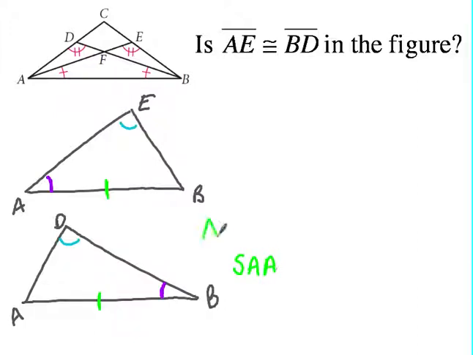I know that triangle ABE is congruent to what triangle? B, close. BAD. So is side AE congruent to BD? Yes. So that's kind of the logic behind this, the CPCTC. This is how it works.